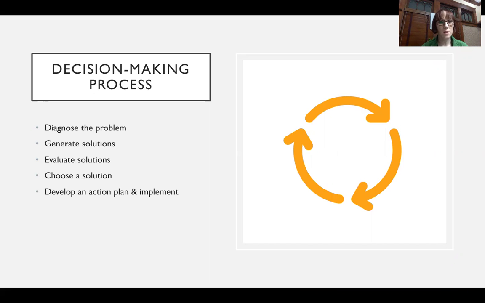Now, when we are going through the decision making process in a group, we follow certain steps. The first of these is diagnosing the problem, so understanding what the problem is, what is it that our group is facing. The next thing then is to generate solutions. So, we have a problem. Let's think about solutions to the problem.